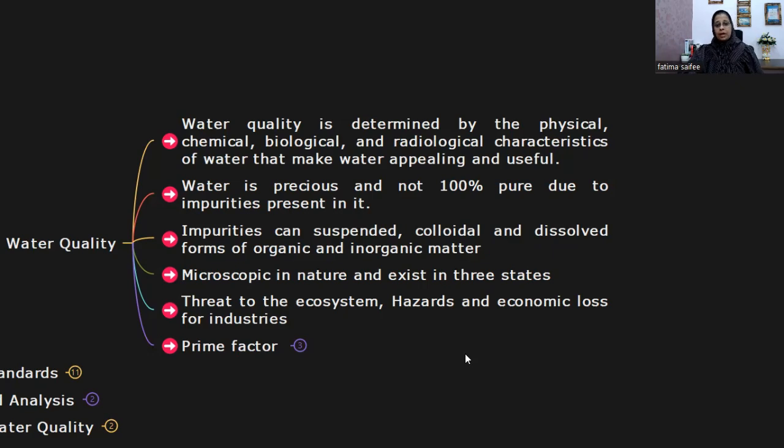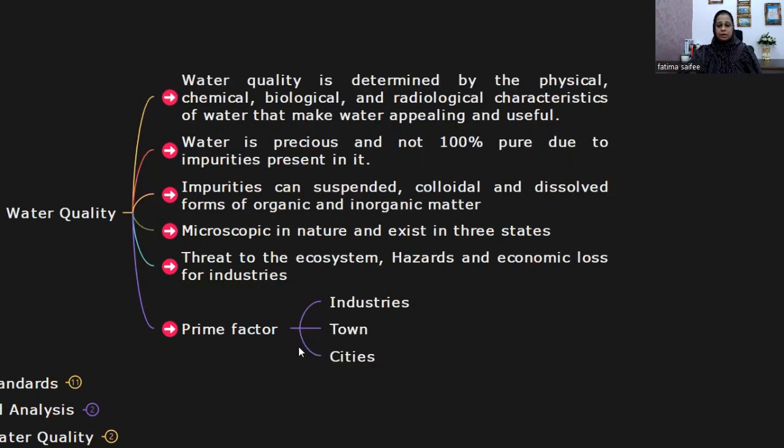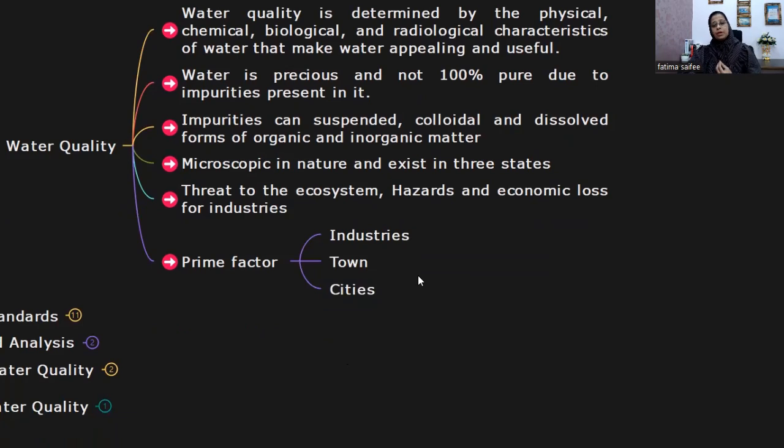So these are the three prime factors for which we have to treat the water. We have industries from where pollution and wastewater is coming. We have towns and cities from where sewage water is coming. All this effluent water and sewage water, if not treated properly, can damage the environment as well as human beings. That's the reason we have to do water quality treatment, and we also have to monitor the water quality. These are all important steps which we have to cover in water quality.